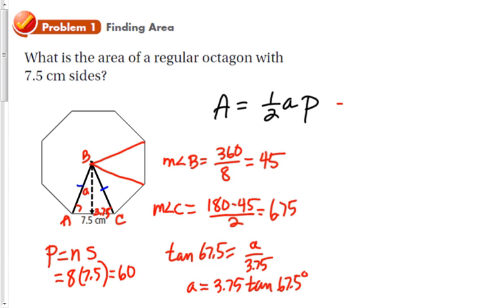Now I have everything I need for my formula. I have 1/2 the apothem is this amount here, and I'd suggest leaving that. Don't round that until you have to. So we're just going to leave it 1/2 times 3.75 times the tangent of 67.5, and then we have to multiply that by 60.